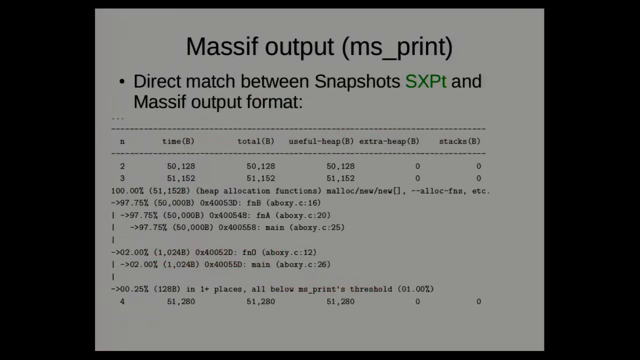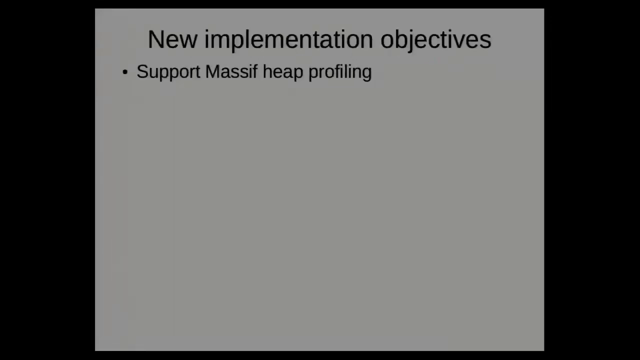So the massif output, ms_print, you recognize here, and in the production, you see the structure of this matches the data structure that we have seen. Like, for example, we have here 0.25% in one place which are below massif threshold. And basically this structure is just produced from the snapshot XTree data structure that I explained on the slide just before.